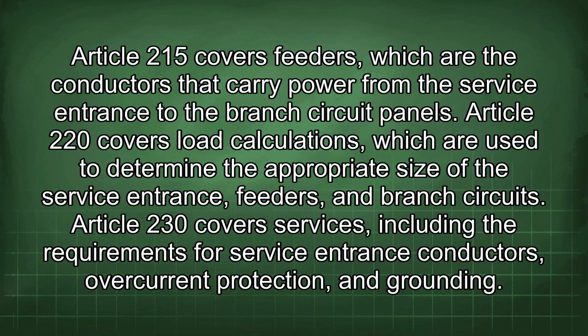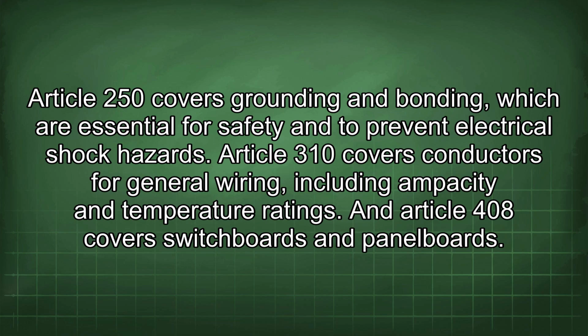Article 220 covers load calculations, which are used to determine the appropriate size of the service entrance, feeders, and branch circuits. Article 230 covers services, including the requirements for service entrance conductors, overcurrent protection, and grounding. Article 250 covers grounding and bonding, which are essential for safety and to prevent electrical shock hazards. Article 310 covers conductors for general wiring, including ampacity and temperature ratings. And Article 408 covers switchboards and panelboards.